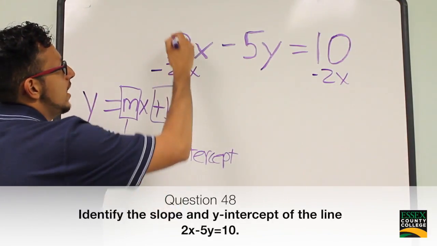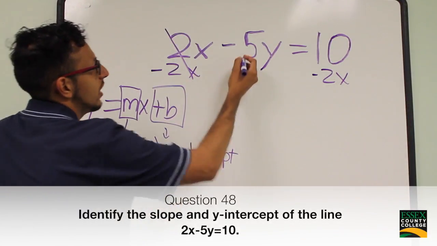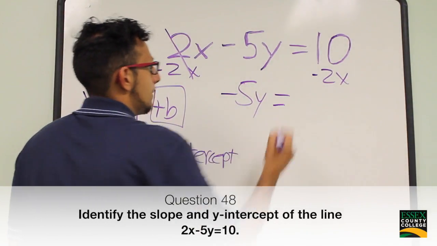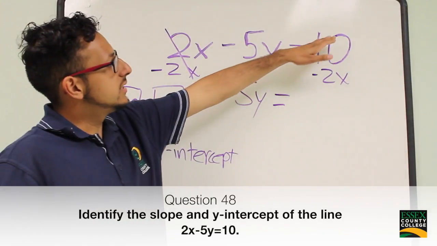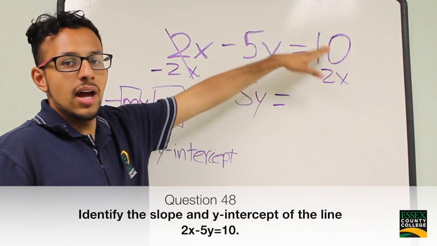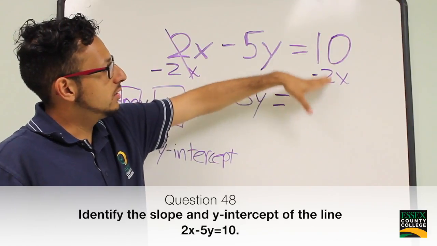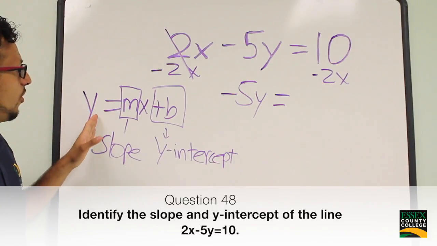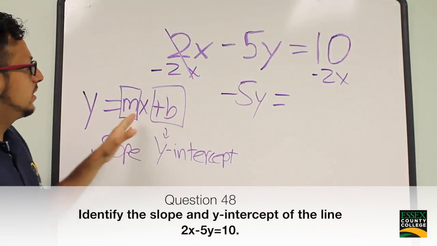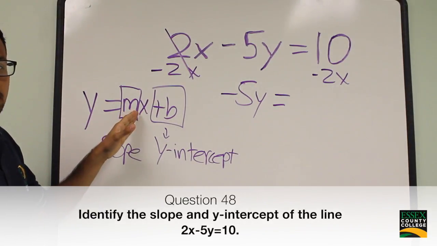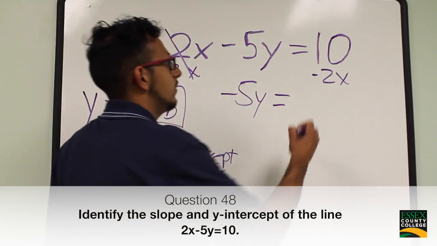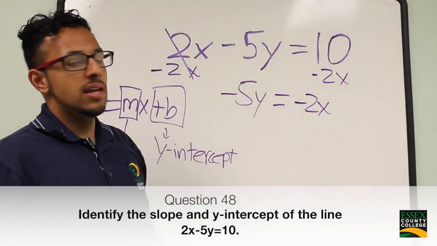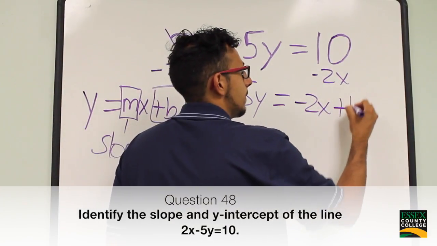So 2x minus 2x cancels out, and we're left with negative 5y equals, on this side, 10 minus 2x. They are not like terms, so we can't group them or simplify this anymore. But we know the slope-intercept form, y equals mx plus b, has the variable with the x first. So we're going to write the minus 2x first, and then bring down the 10. Since 10 is positive, it's going to be plus 10.